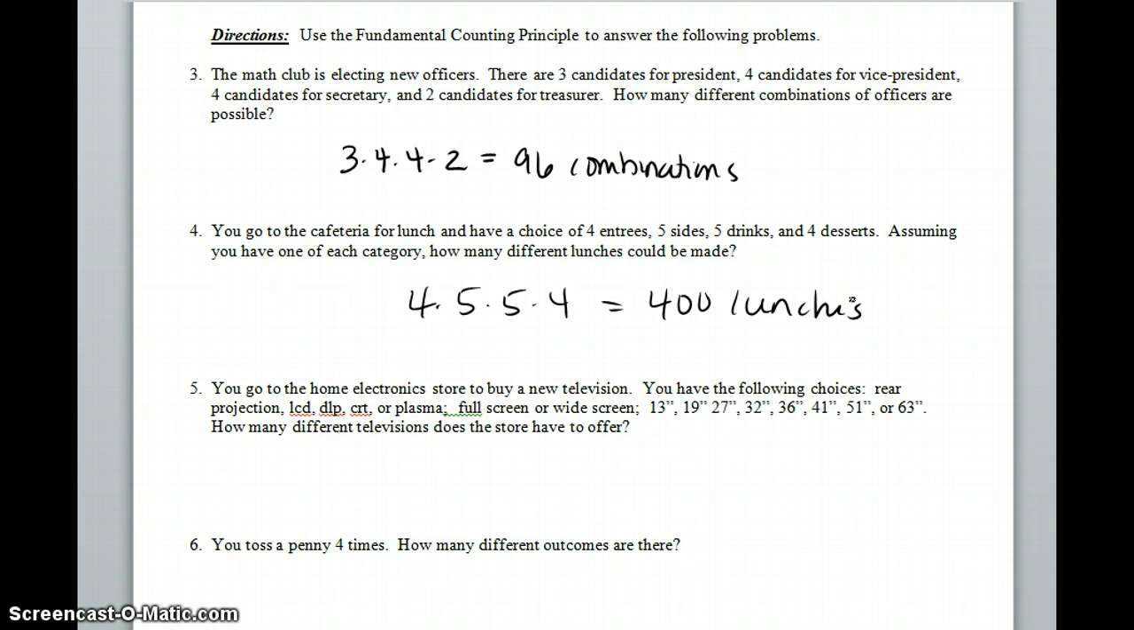Okay. Think about how much that is when you go to the cafeteria and you're like, I can't decide on what I want for lunch because look at this. Just 4 entrees, 5 sides, 5 drinks, and 4 desserts. How many different combinations you can make for your lunch? It's a lot.